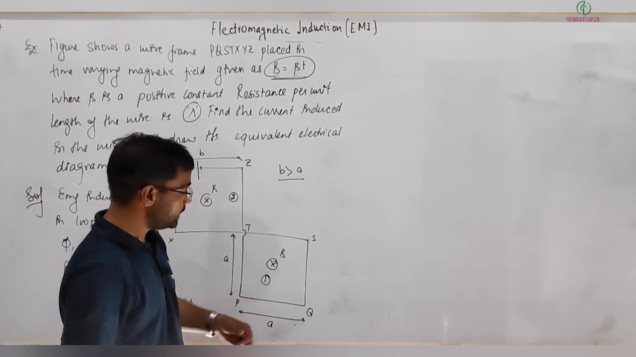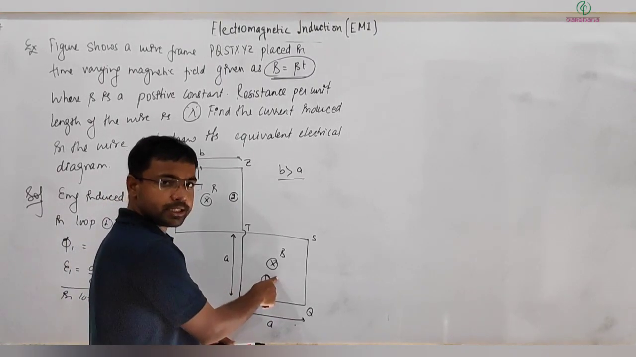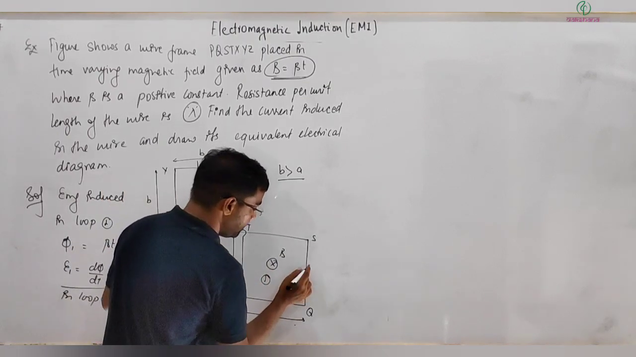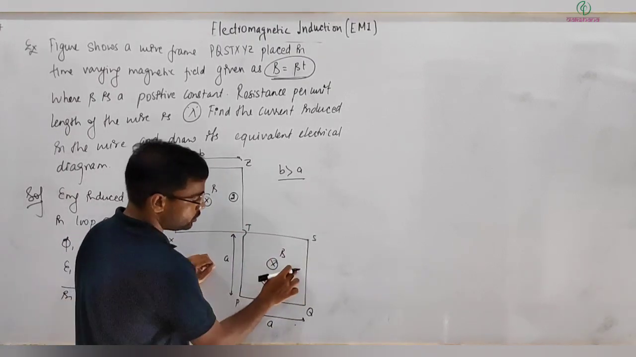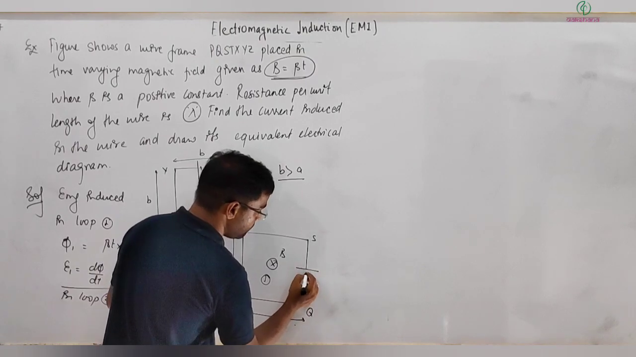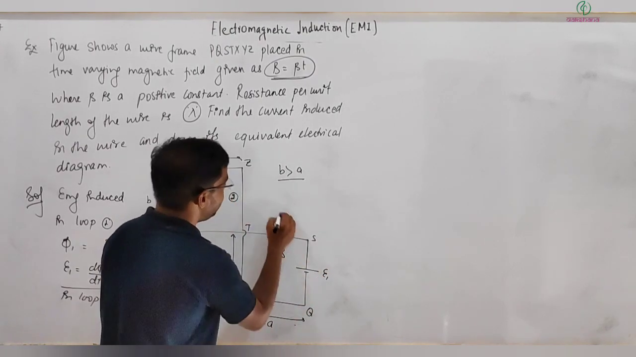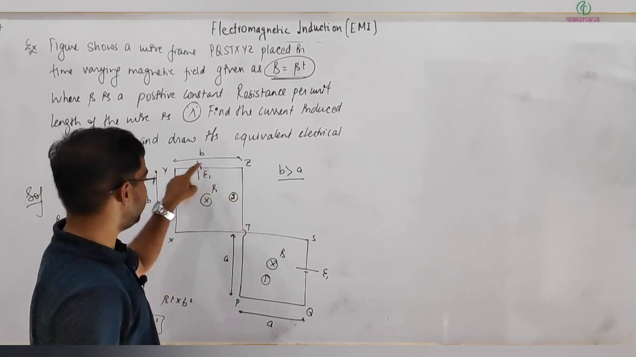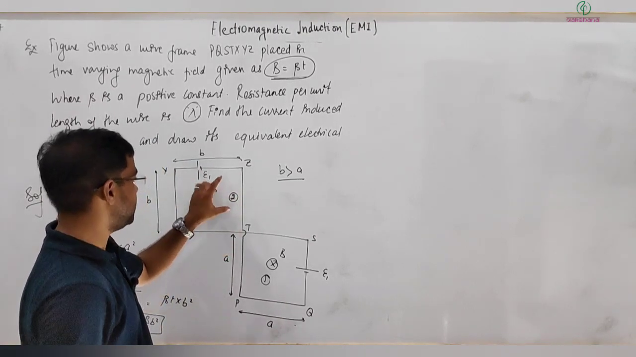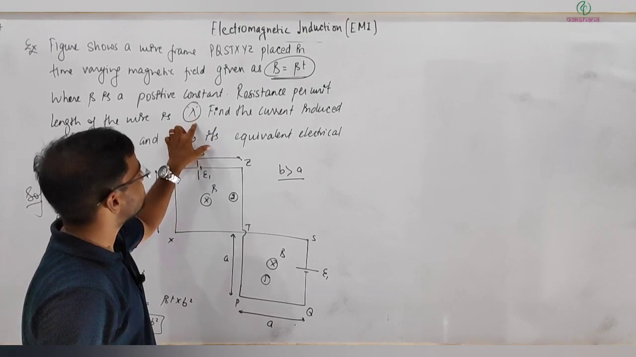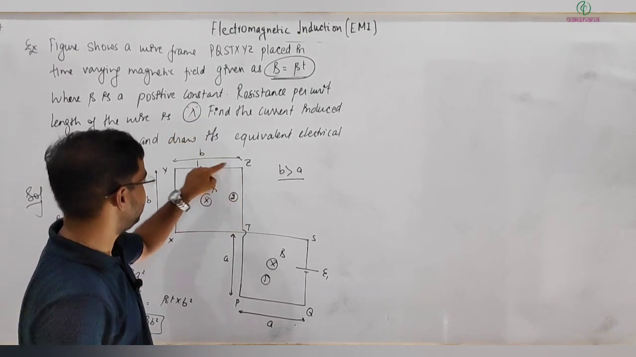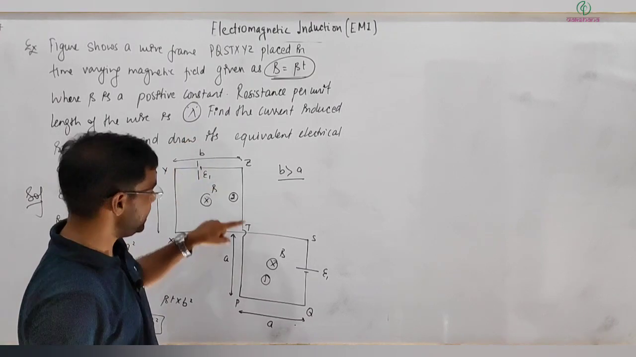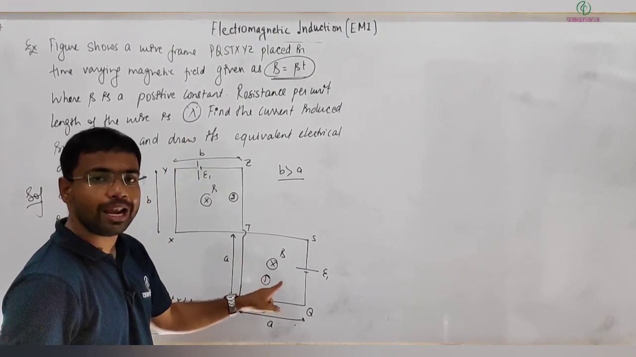Similarly in this case, flux is also increasing, right? So here also the polarity should be like this way. I mean current should flow anti-clockwise, so the polarity will be this way. So this is E1 and this is E2, right? And this wire will have some resistance, resistance per unit length is lambda. So this frame will have a resistance of 4 lambda into B, and this will have a resistance of 4 lambda into A.